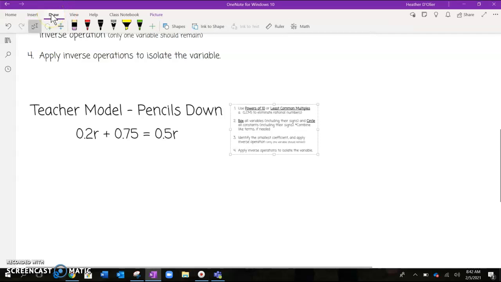So I have this problem here. It's 0.2r, or 2/10 r, plus 0.75, or 75 hundredths, equals 0.5r, or 5/10 r. I'm pushing the way we should actually say decimals for this, because that's going to tell us what power of 10 to multiply by.